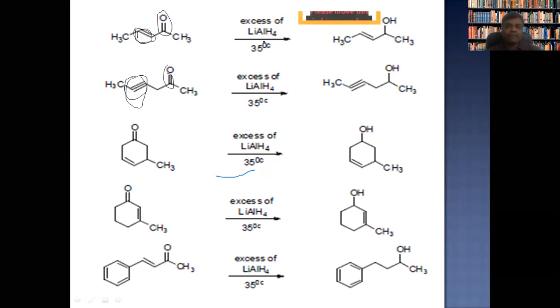Why is the carbon-carbon double bond or triple bond not reduced? Because the carbon-carbon double bond has the pi bond, so there are pi electrons, and lithium aluminum hydride is a hydride ion donor. There is a repulsion between the pi cloud of the carbon-carbon double or triple bond and the hydride ion because both are electron rich. So the hydride ion cannot reach that carbon-carbon double bond or triple bond.